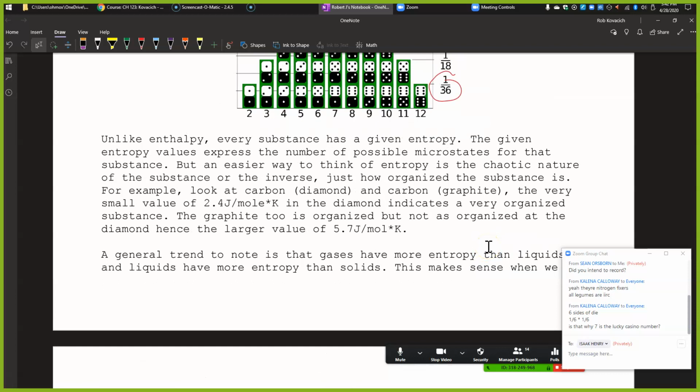Ask a question. Sorry, a truck drove by. I didn't hear that. Helena said, "Is that why 7 is the lucky casino number?" 7's the lucky casino number. It totally is situational. You might want to be rolling 7s, or you might not want to be rolling 7s if you're playing craps or something like that. It just depends on the situation.